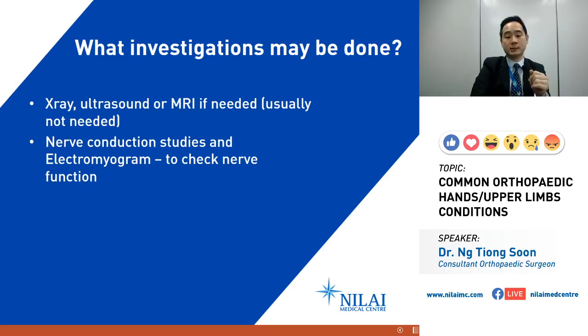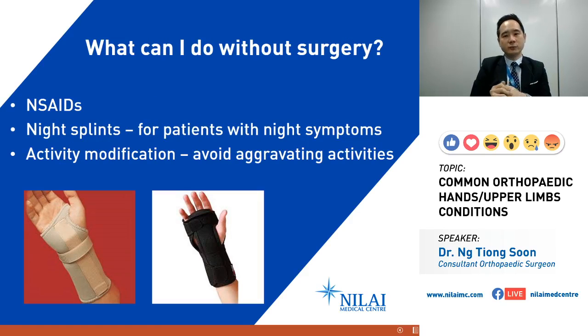And when you need to hold certain tools, or when typing or writing, use a gentler touch, which means don't use too much force in your fingers when you can do the same thing with a gentle touch. Third topic will be ganglion cyst. This is the most common mass in the hand, about 70% of hand masses.